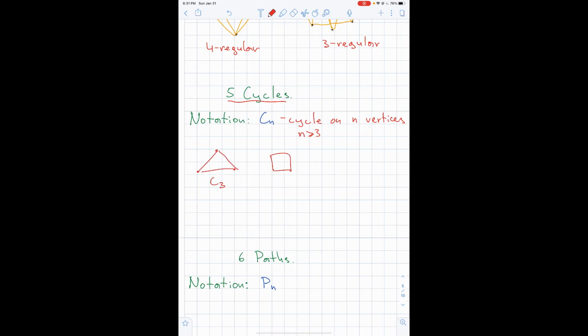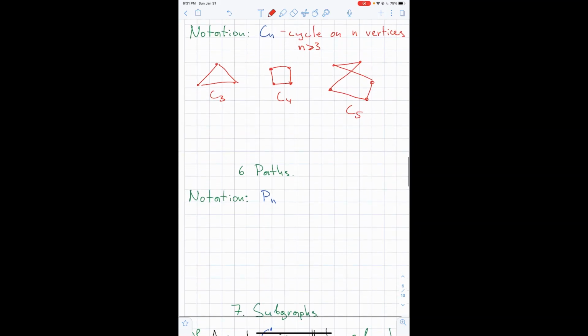Then C4, and so on. You might draw it in some fancy way as well. So maybe something like that. Like that. So that's a C5. And so on. Now we also have paths, where all the vertices are just in one line.